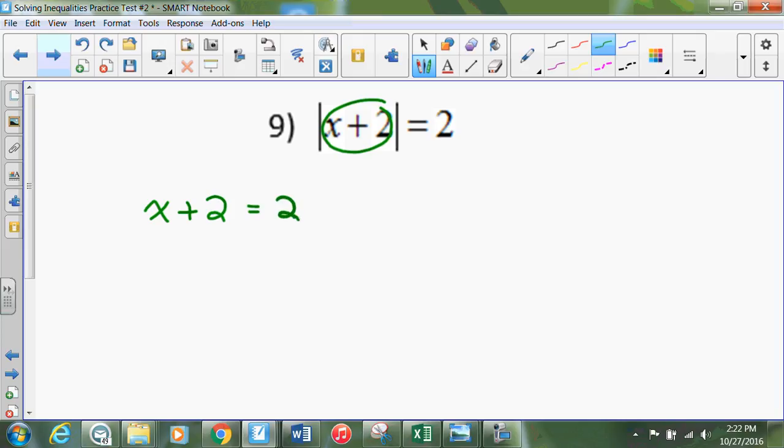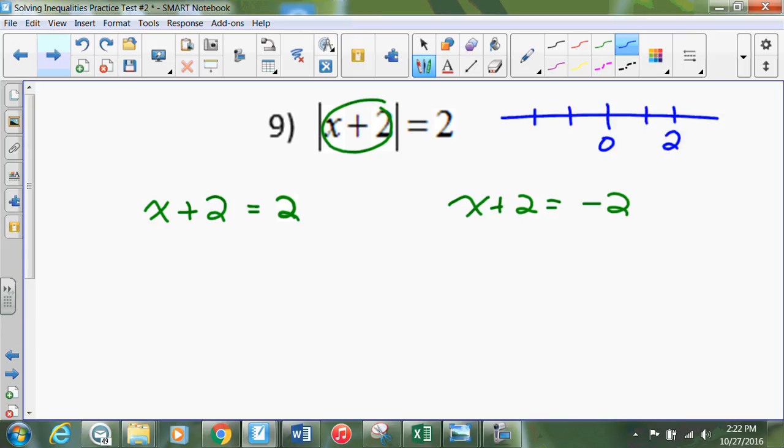on the number line. But this blob can also be equal to -2, because -2 is also 2 away from 0 on the number line. So there are 2 ways to be 2 away from 0. You can either be equal to 2 or be equal to -2. So once we do that, we're going to solve these simple equations. Now we are back into equations.